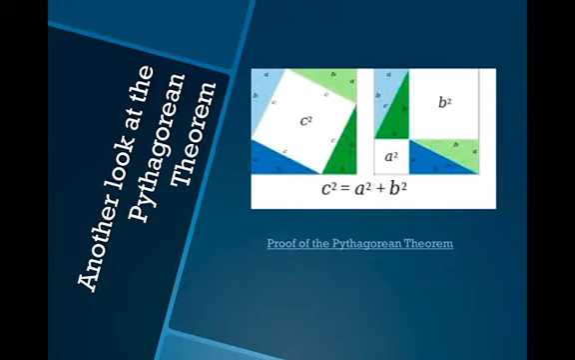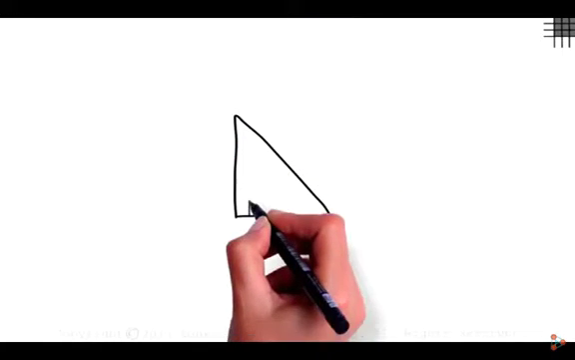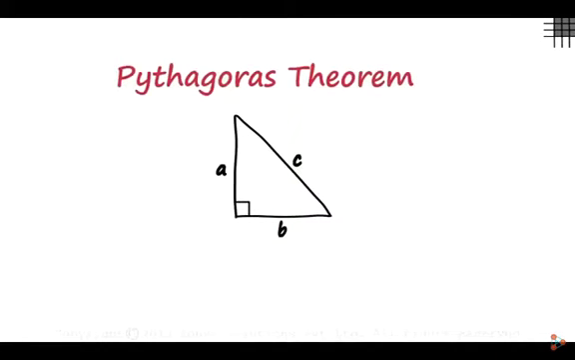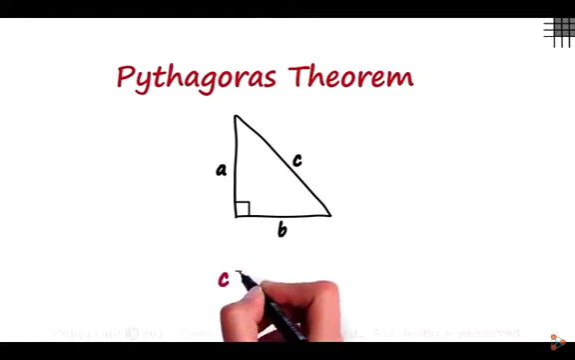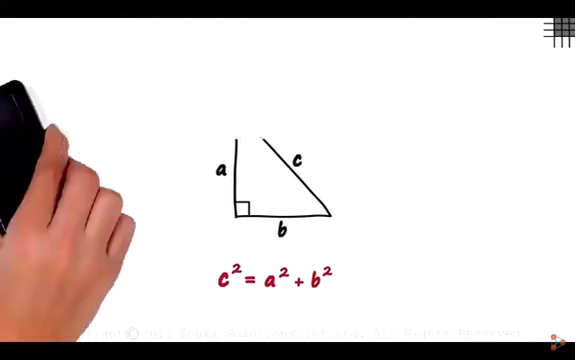I'd like you to be able to see the proof of the Pythagorean theorem. We saw that if we have a right angle triangle like this, with sides A, B, and C, then the Pythagoras theorem says that c squared will equal a squared plus b squared. Let's move on to a new page to understand why.